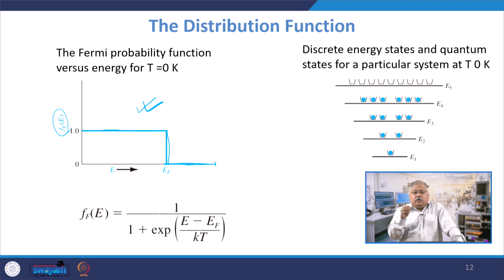Therefore, at T equals 0 Kelvin, all the states till the Fermi level will be occupied. So let us assume that E5 is my Fermi level on the right hand side, then all the states below that will be occupied. You see, E1 has 1 state, E2 has 2 states, E3 has 4 states, E4 has 6 states, and so on and so forth, and all of them are occupied with electrons. So the occupancy is 100%, fully filled up, electrons are there.